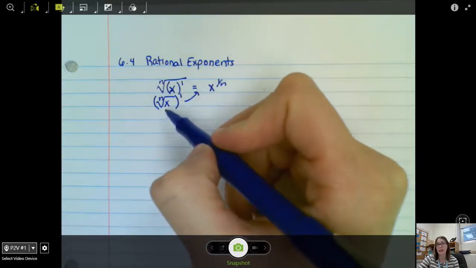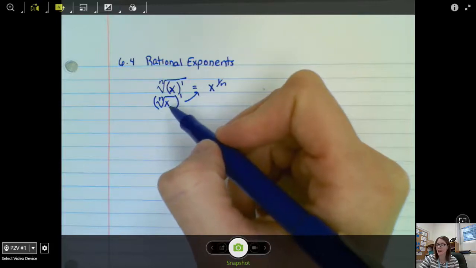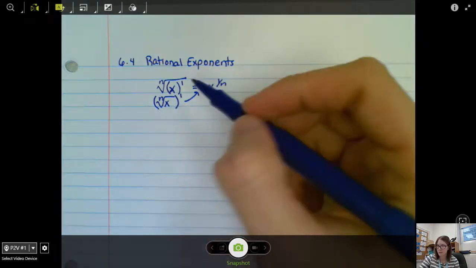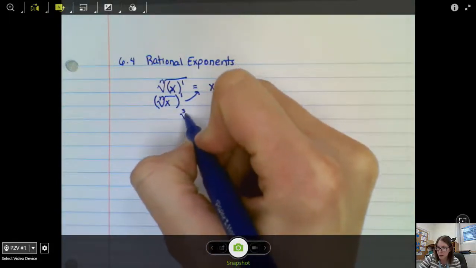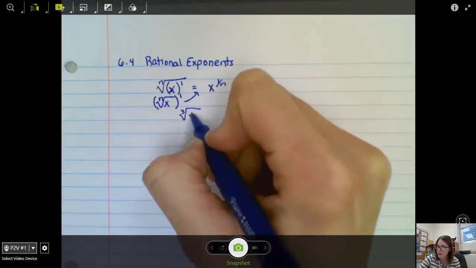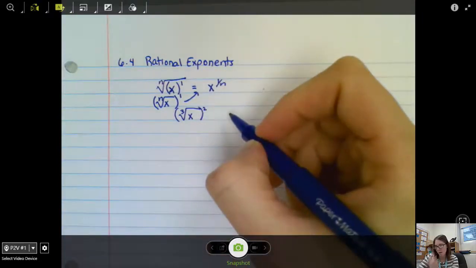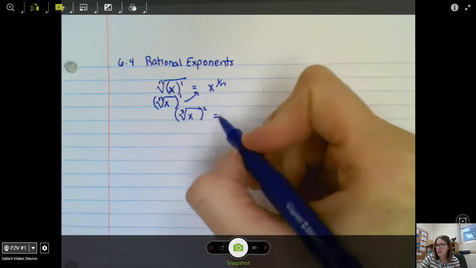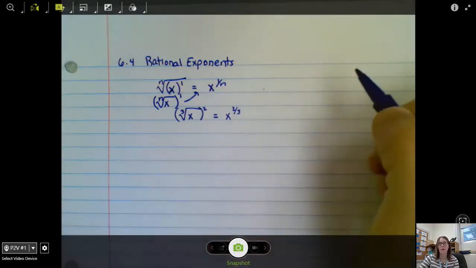Seeing something written in this form is typically a little bit easier to work with, and you'll see that as we go through this section. So for example, if I had the cube root of x to the second power, I could also write that as x to the 2/3 power.